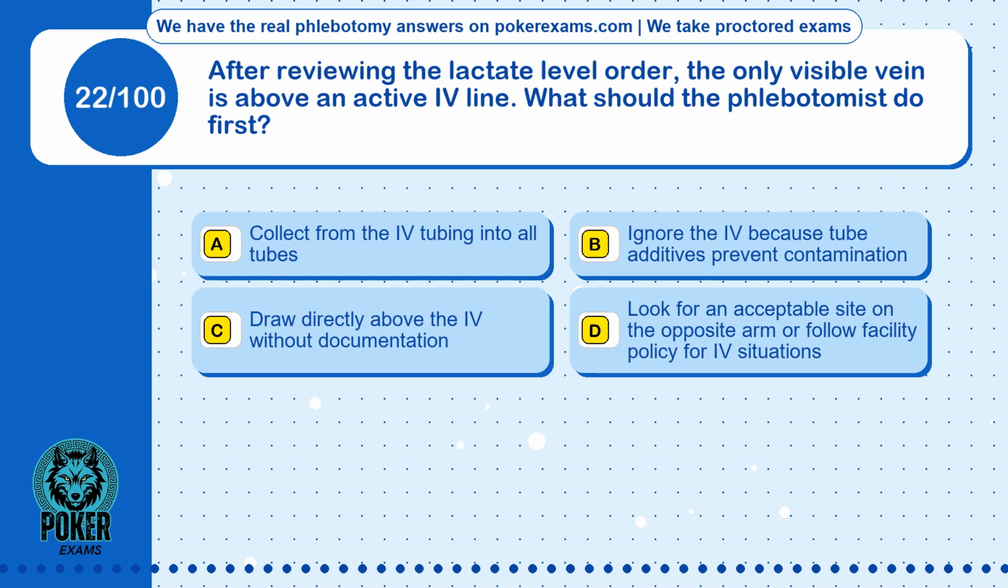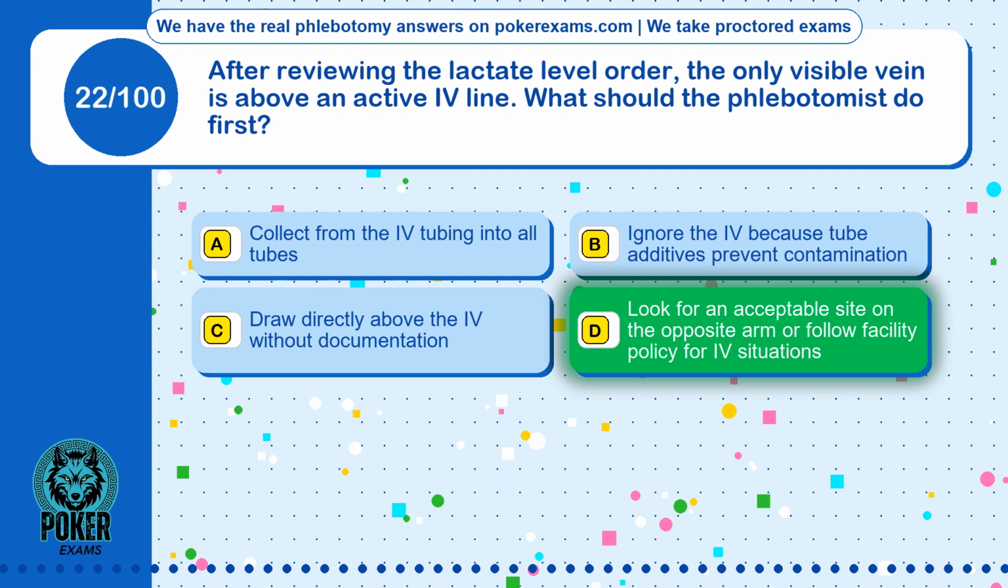Question 22. After reviewing the lactate level order, the only visible vein is above an active IV line. What should the phlebotomist do first? Option A, collect from the IV tubing into all tubes. Option B, ignore the IV because tube additives prevent contamination. Option C, draw directly above the IV without documentation. Option D, look for an acceptable site on the opposite arm or follow facility policy for IV situations.